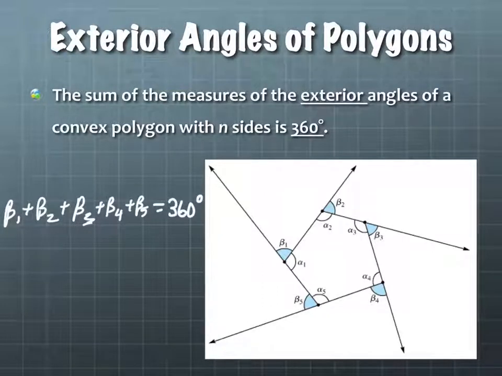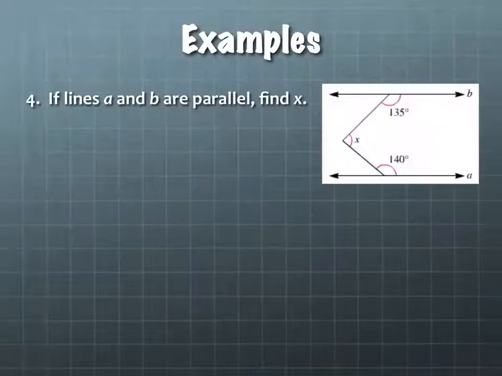All right, we're going to do one more example, and then we'll be done for today. Number 4 says lines A and B are parallel, and we are supposed to find the angle X. There's more than one way to do the problem. I'm going to do it using the most recent information that we've been working with.